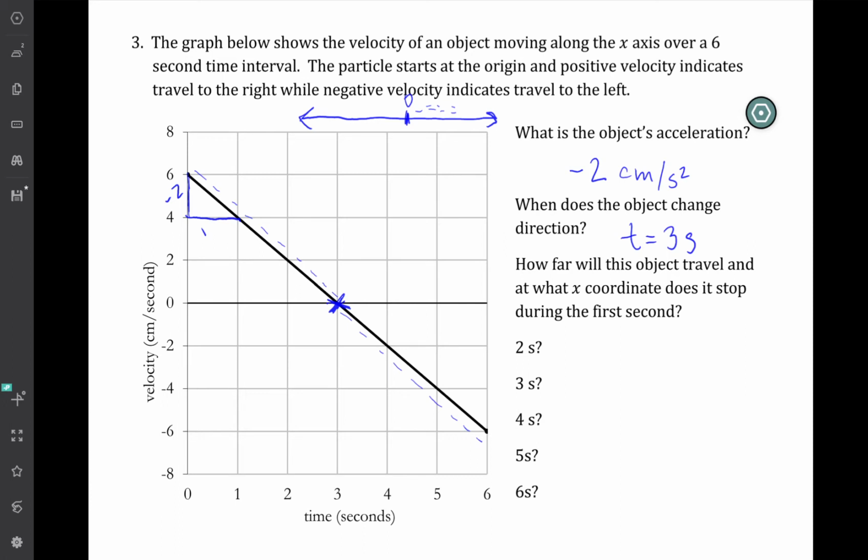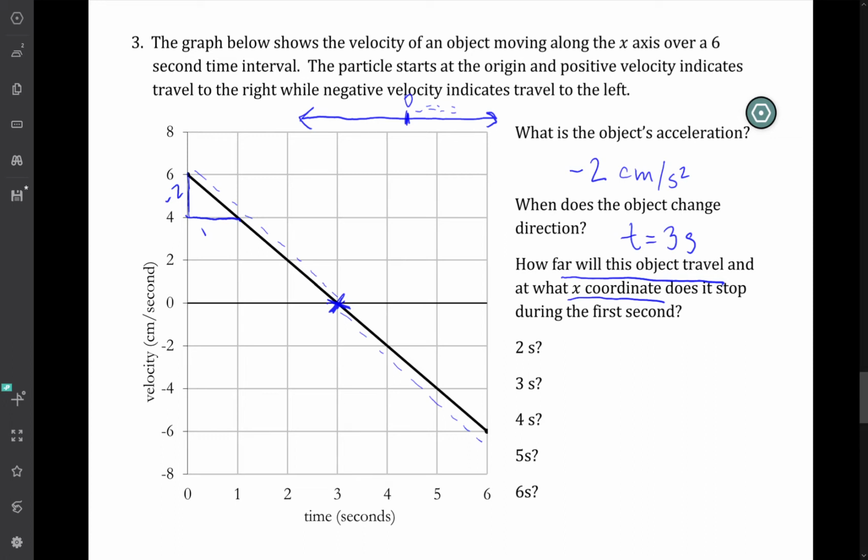Okay, now we get into the distinction that I want you to really pay attention to. I want to think about how far this thing has actually moved, so how far it will travel. And I want to think about where it's actually sitting on the x-axis. What is its x-coordinate? During the first second. Oh, I almost missed that I had a first question there.